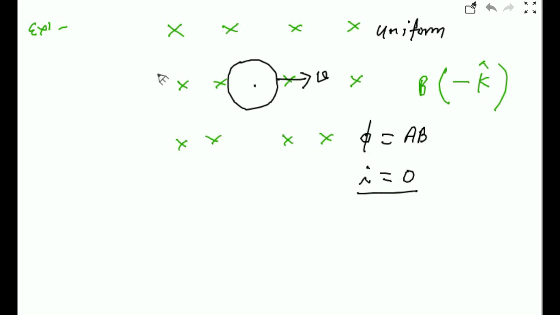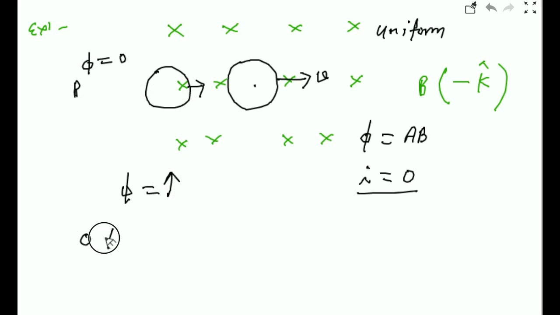But in the same case, suppose this loop is here, just entering into the magnetic field. Now when I enter into the uniform magnetic field, the flux will increase, because now we have magnetic field. Before there was no magnetic field, so flux was 0. Now it is going from 0 to some definite value. So the flux is increasing. So flux will change. It means now we can see current in this loop.